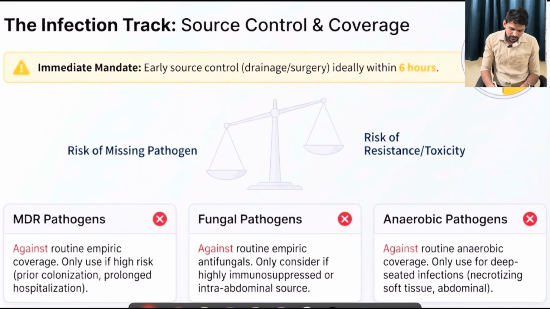Then coming to source control, again we have to balance the risk of missing a pathogen and the risk of resistance. Early source control is very, very important. It is nothing but, if you find any collection like an abscess, we have to drain it. We have to consider surgical procedures within 6 hours.